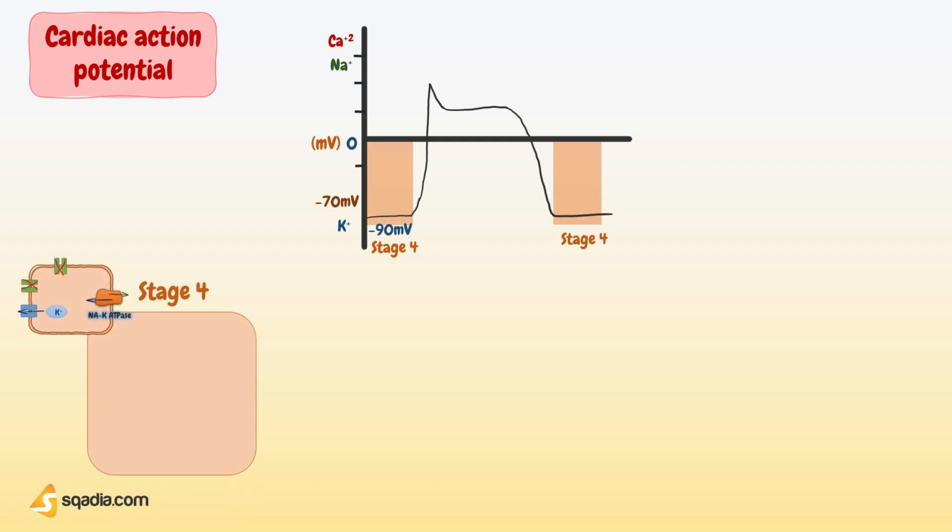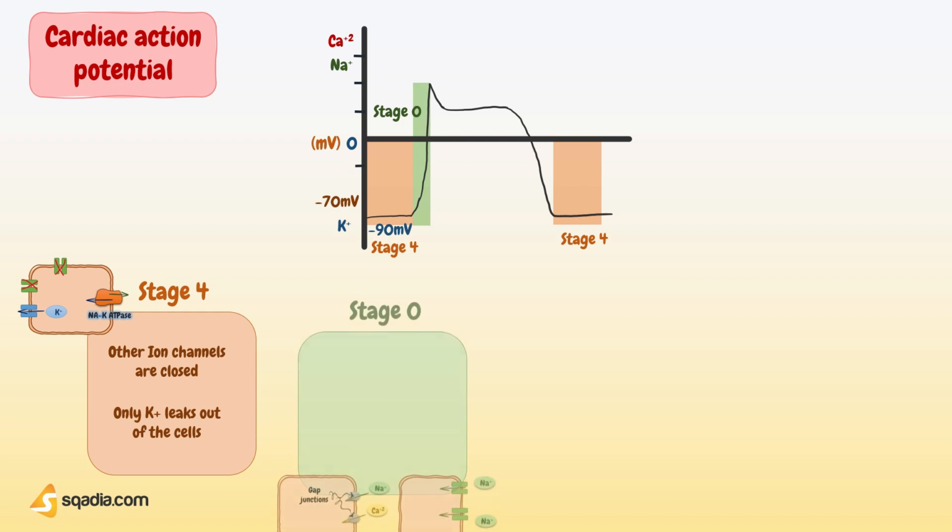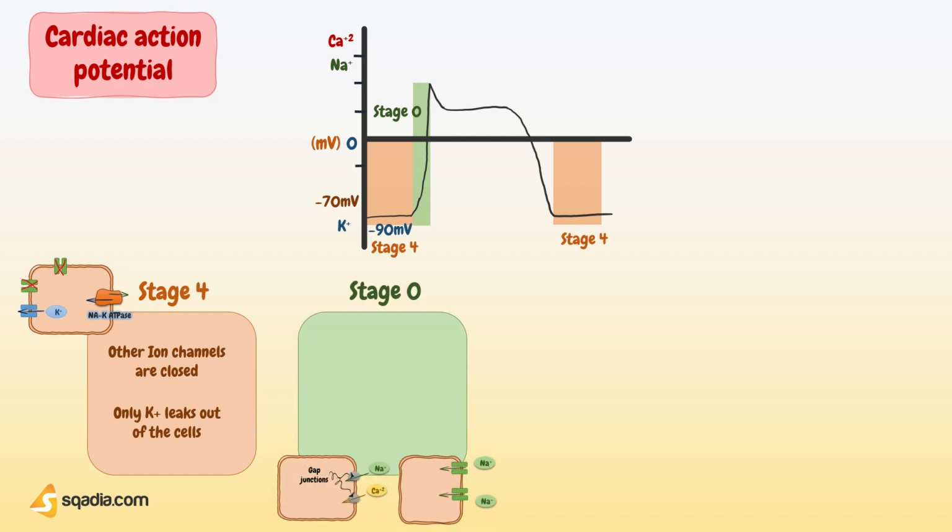Here, first comes the stage 4. It is actually the baseline state where muscle cells are relaxed and all ion channels are closed. Only a few potassium ions leak out of potassium leak channels. Then comes stage 0. That is a state of the rapid action potential when it hits the threshold level. Due to sodium and potassium inward movement through gap junctions, and then reaching the threshold, the sodium channel gets opened.